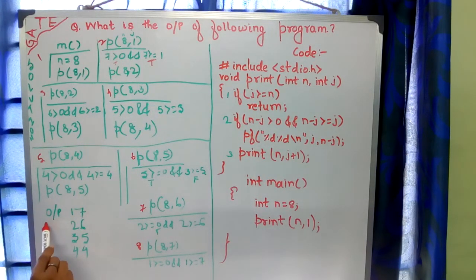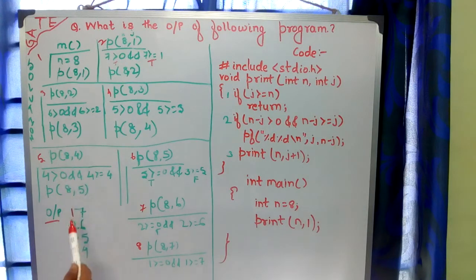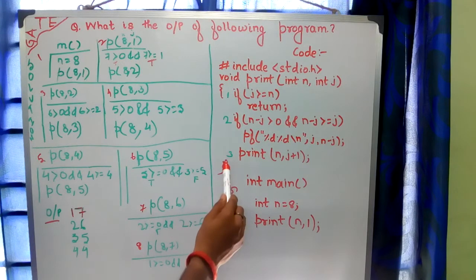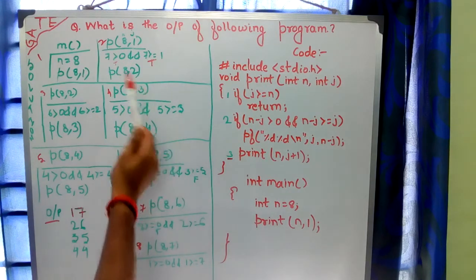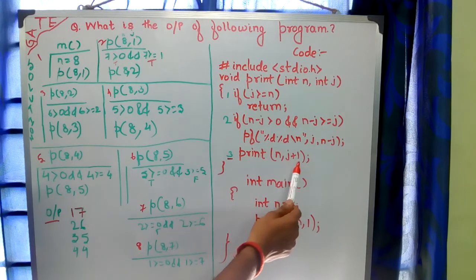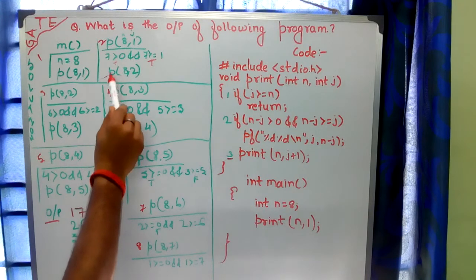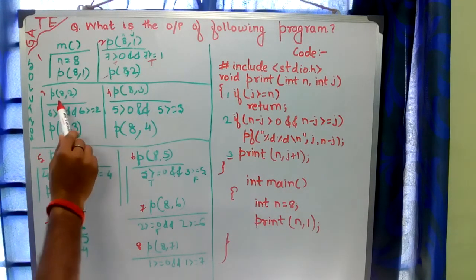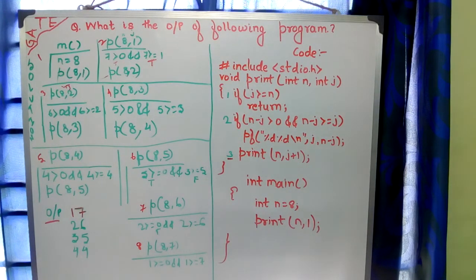I have written the output here. Here we'll have 1 and the value of n minus j, which is 8 minus 1, which is 7. Now the third statement will be executed in this function. This will call print with the value of n remaining the same, 8, and j plus 1. So j was 1, now it will be incremented to 2. So it will call print with 8 and 2. So here the value of n is equal to 8 and the value of j is equal to 2.